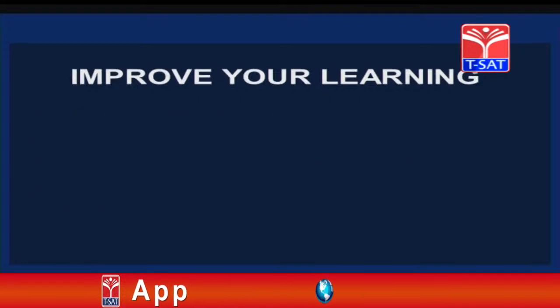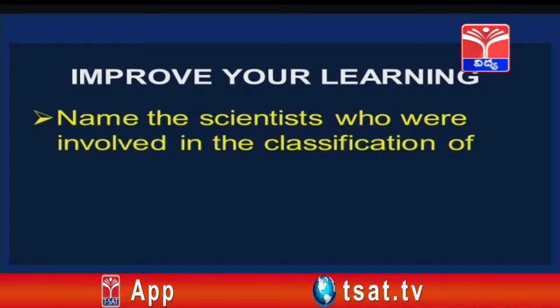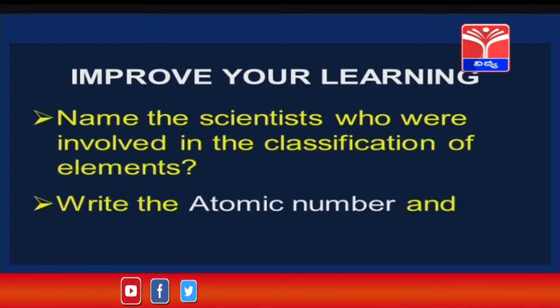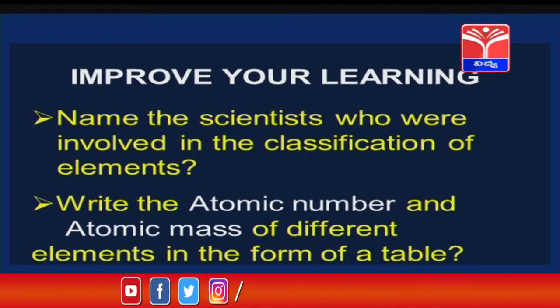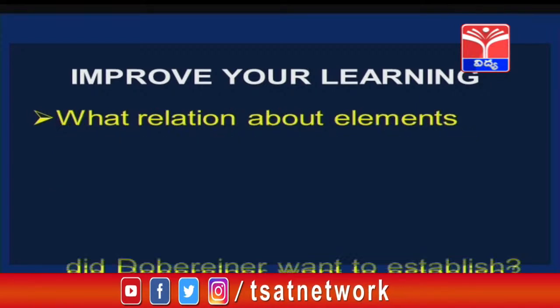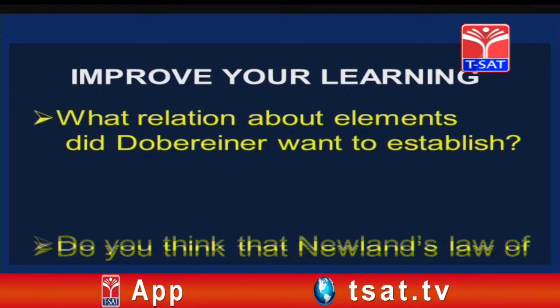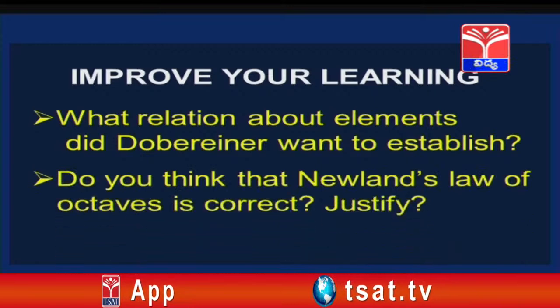Now, children, let us take a small homework. Name the scientists who were involved in the classification of elements. Write the atomic number and atomic mass of different elements in the form of a table. What relation about elements did Dobereiner want to establish? Do you think that Newland's law of octaves is correct?